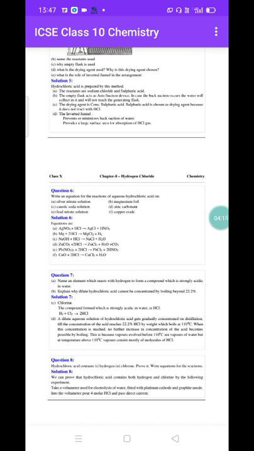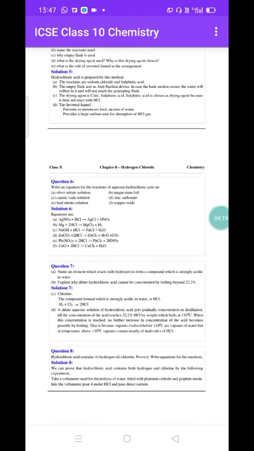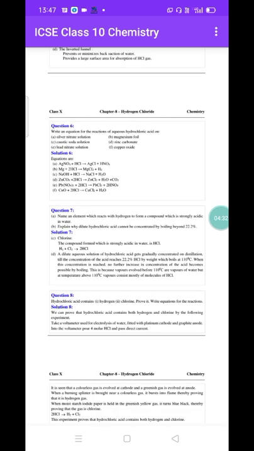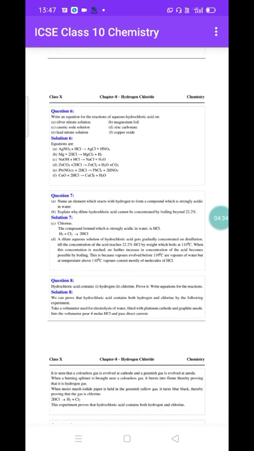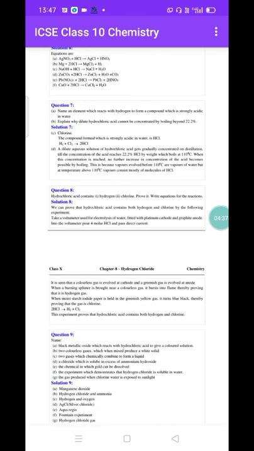Magnesium foil, I have already told you, when it reacts with a metal, it will form hydrogen along with the metal chloride. So I will do the equations as needed. Lead nitrate is a nitrate, so HNO3 will be formed. If it is a carbonate, like zinc carbonate, CO2 will be formed. These are things I have already discussed in class, so you can do them out.